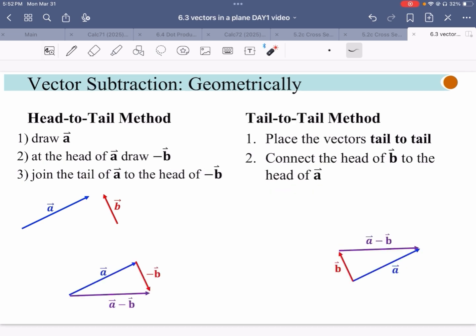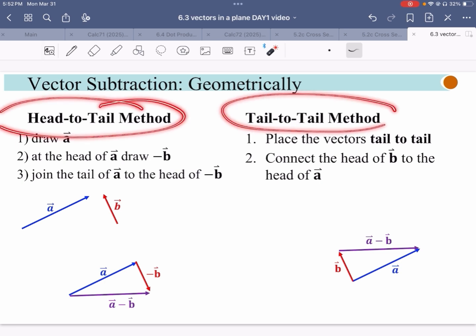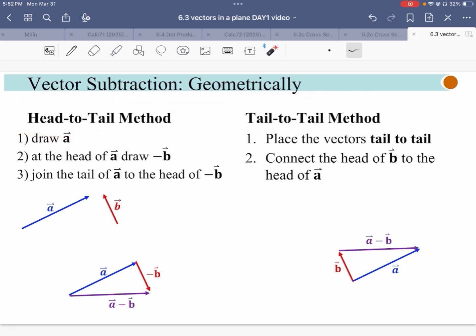Now, for subtracting, I'm not going to go into detail about this, but basically subtracting vectors is adding the opposite. So you can see here, I took vector A, and then at the head of vector A, I drew the opposite of vector B, so it's just going in the opposite direction. And so then down here is my vector A minus B. So this one is the head to tail method, and then this one's your tail to tail method, where I guess you could say that you're drawing the opposite. If you did that parallelogram, you're doing the opposite diagonal of the parallelogram. But again, I tend to not do that parallelogram method.